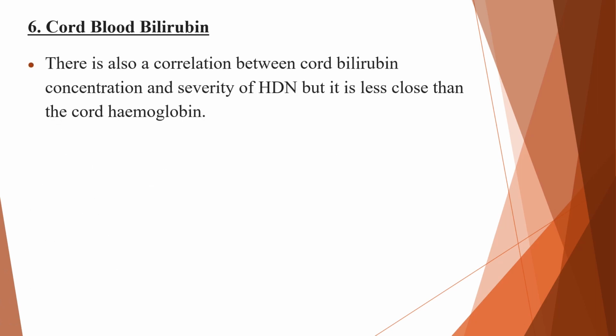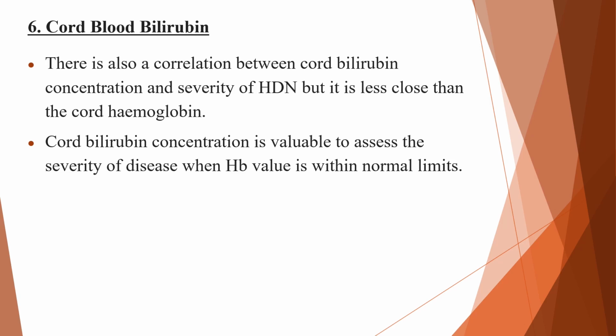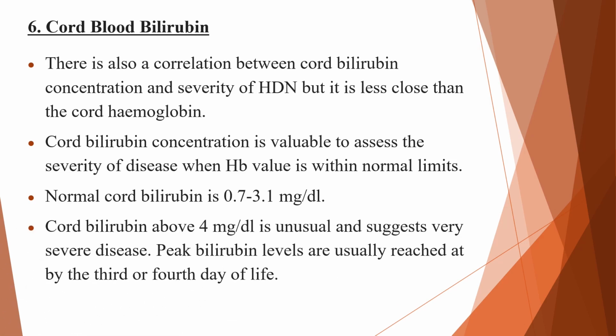6. Cord blood bilirubin. There is also a correlation between cord bilirubin concentration and severity of HDN, but it is less close than the cord hemoglobin. Cord bilirubin concentration is valuable to assess the severity of disease when Hb value is within normal limits. Normal cord bilirubin is 0.7 to 3.1 mg/dL. Cord bilirubin above 4 mg/dL is unusual and suggests very severe disease. Peak bilirubin levels are usually reached by the 3rd or 4th day of life.